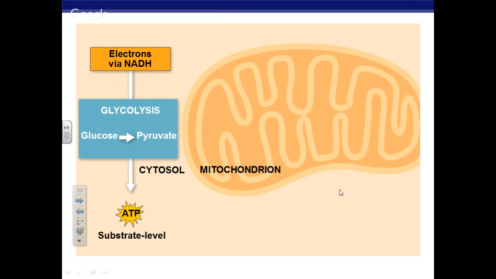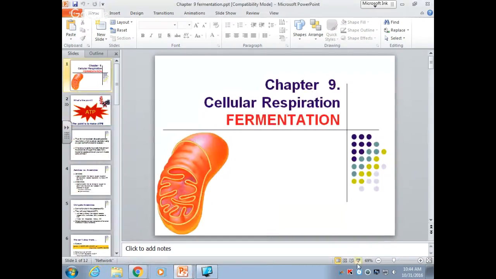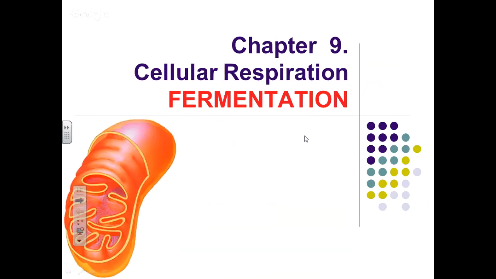Now, if there is no oxygen, then we don't go any further into the mitochondria. What has to happen is a process called fermentation. I'm going to go ahead and talk about fermentation right now. We didn't talk about it on Friday, really. Fermentation happens when there's no oxygen available, and the only way that the cell has to make ATP is through using glycolysis.